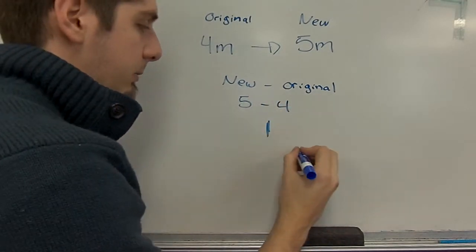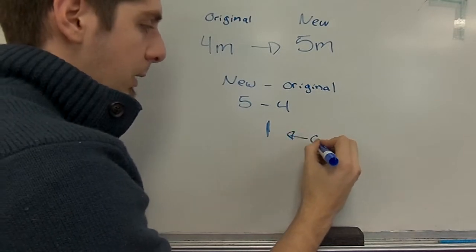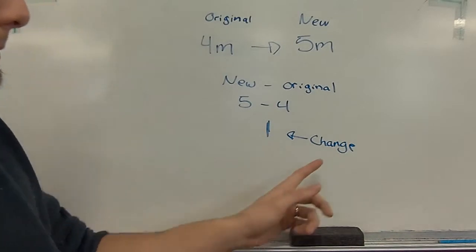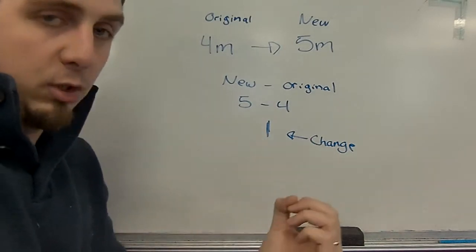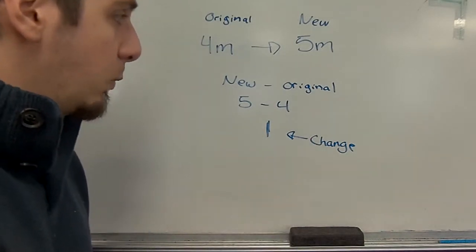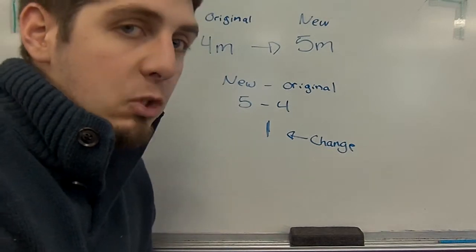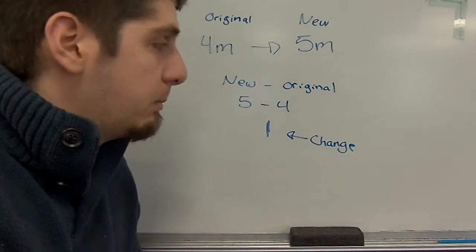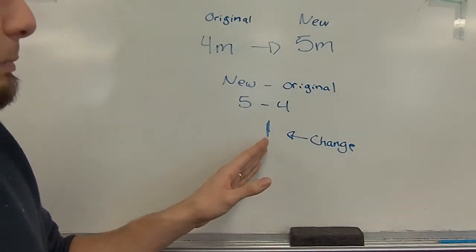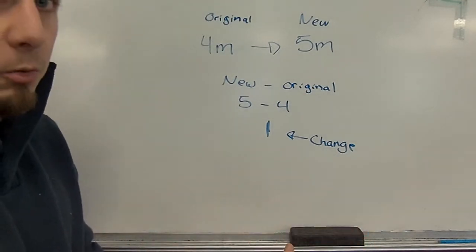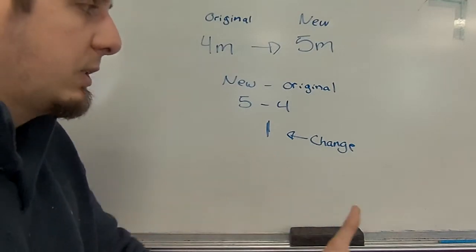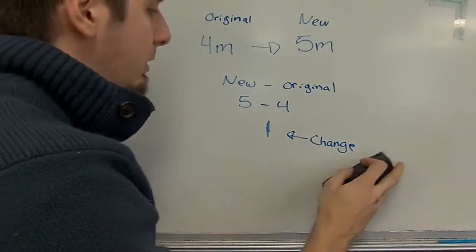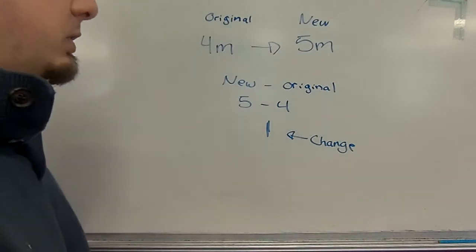This represents the change. Now this does not represent the percent of change. This just represents the change. It changed by positive 1 meters. So right off the bat, we know it's going to be a percent of increase, because the answer we got was positive, which means there was positive growth. Now if the answer we got was negative, then we would have a decrease, a percent of decrease.